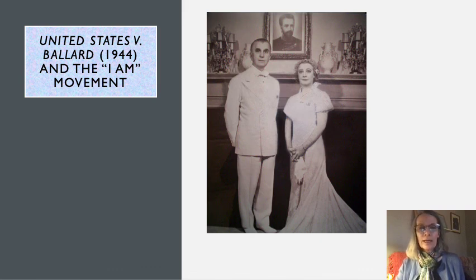And it comes to us in the case United States v. Ballard, and it has to do with this religious movement called the I Am movement. One thing you'll note as you're reading through the religious cases in Chapter 4 is that we really have minority religions that are not very popular, or new religions, to thank for defining what our religious liberties are.